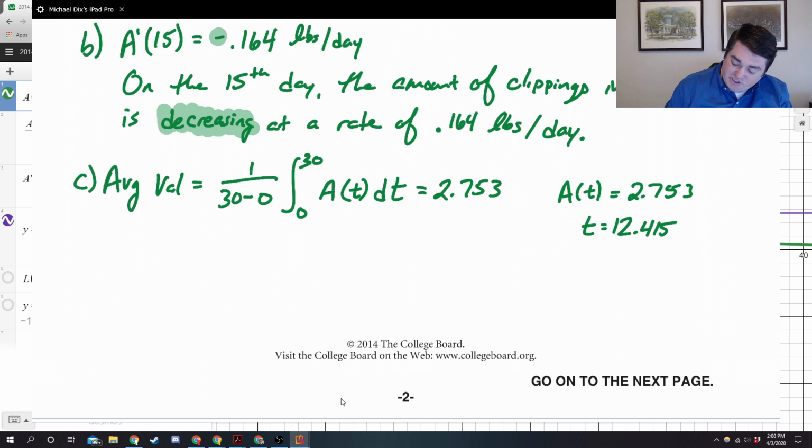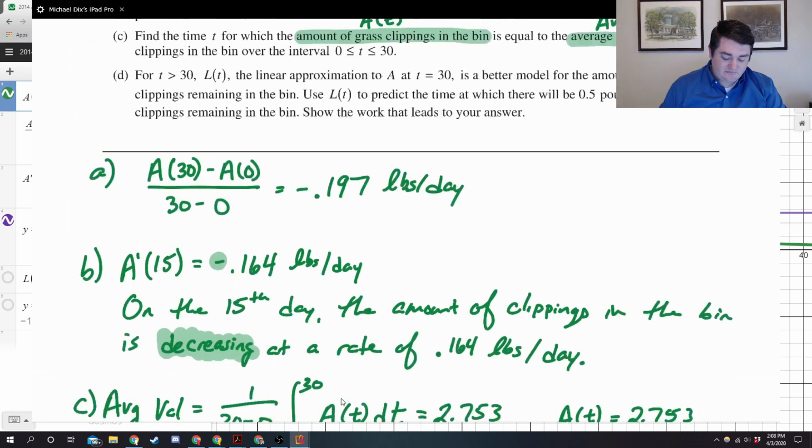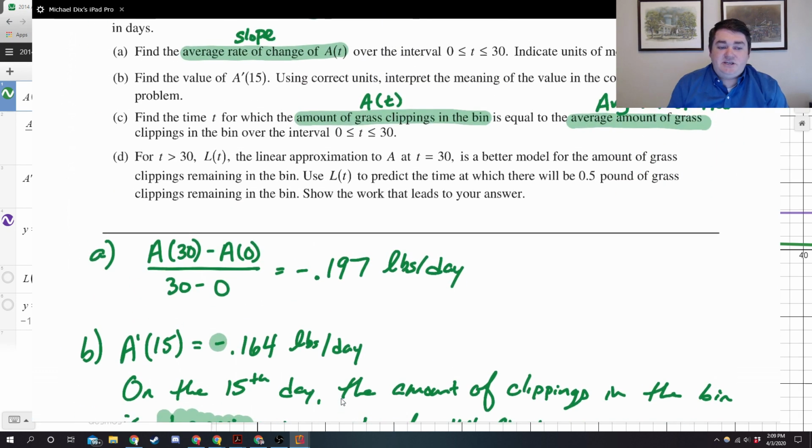And again, we're going to use units whenever we can. So this is days. Part D says, for t greater than 30, L of t, the linear approximation to A at time 30, is a better model for the amount of grass clippings remaining in the bin. Use L of t to predict the time at which there will be 0.5 pounds of grass clippings remaining in the bin. Show the work that leads to your answer.